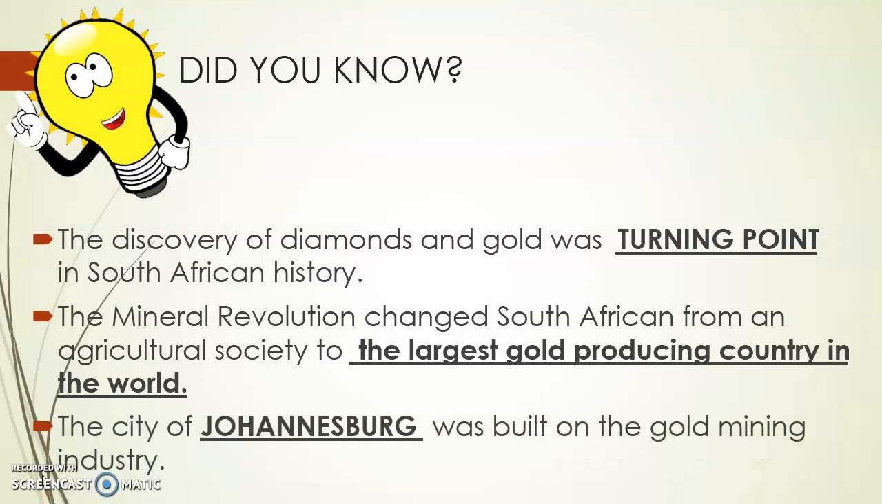And the city of Johannesburg was built on the gold mining industry. Johannesburg is also known as Igoli. Many of you will be familiar with the show. I don't know if it's still on, but it used to come on SABC3, Igoli, which basically means the city of gold. So Johannesburg was literally named after the fact that there was so much gold that led to the formation of the city.